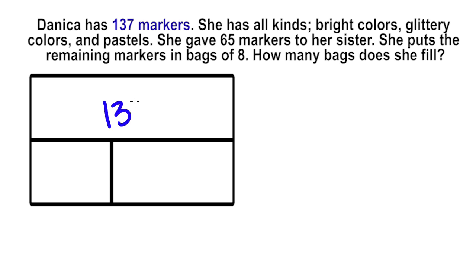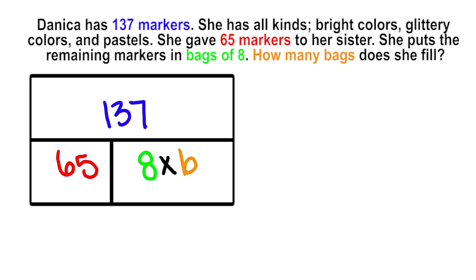We have 137 across the top for the total number of markers. We have 65 to show how many markers she shared with her sister. We know she put 8 markers in a bag. We don't know how many bags, so let's call this B. I then can form an equation of 8 times B, B representing the number of bags, and we need to find what 8 times B will equal.